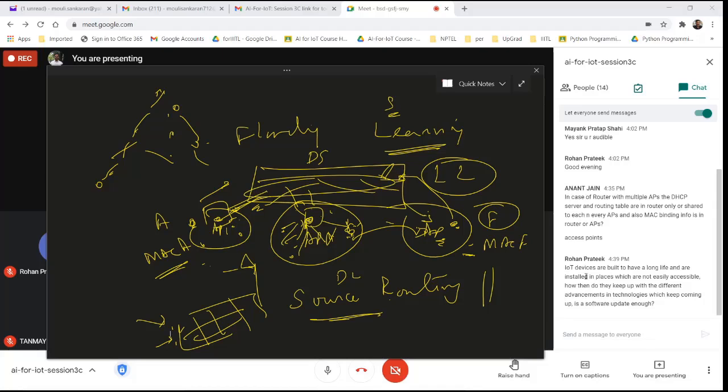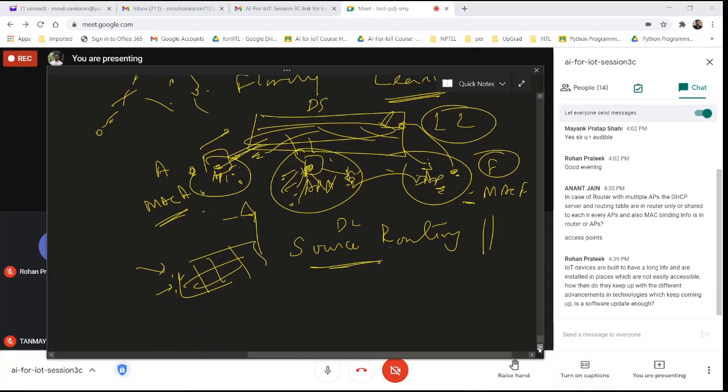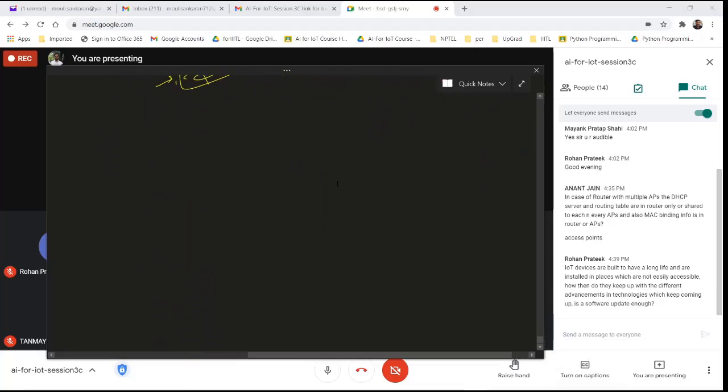One more thing: IoT devices are built to have a long life and are installed in places which are not easily accessible. How do they keep up with the different advancements in technologies which keep coming up, in terms of software updates? Okay, it's a good question. I wanted to bring it up in one of the protocols which are coming up, which is LTE, which I mentioned. LTE is on the base station side.